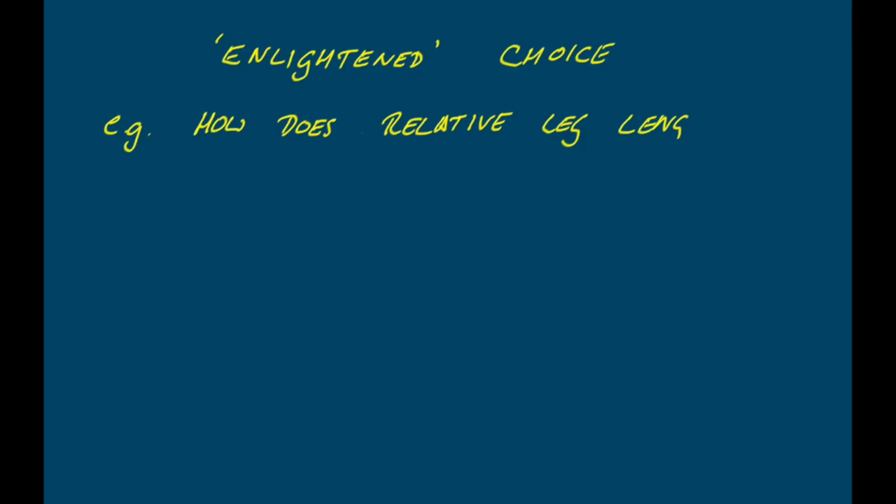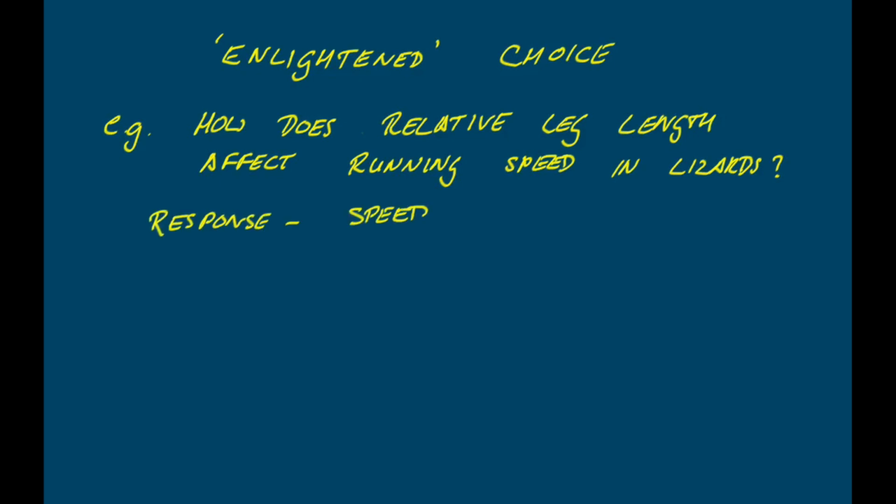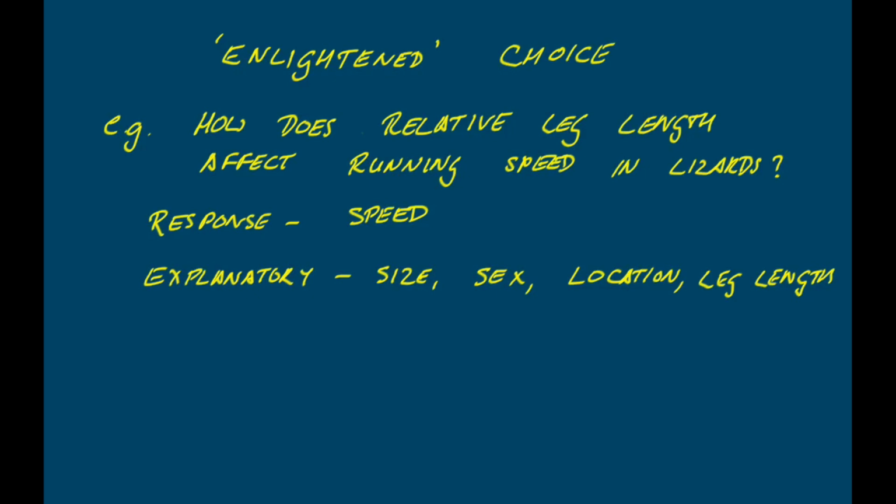Once again, we're thinking about our lizards and their relative leg length and how fast they can run on our teeny tiny lizard treadmills. And let's say you've gone into the field, you've caught a bunch of lizards, you've measured how fast they run, and then you've got 4 possible explanatory variables. So you've measured their size, you've measured their sex, you've done the study in maybe 3 different locations, and then you've measured leg length.